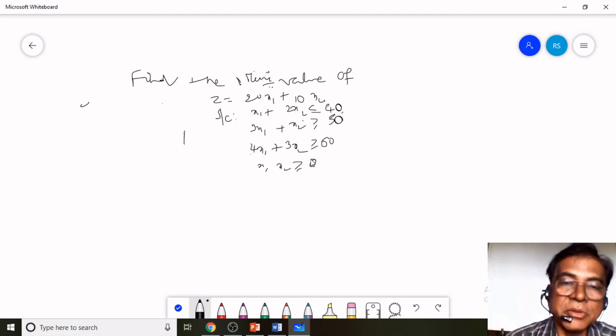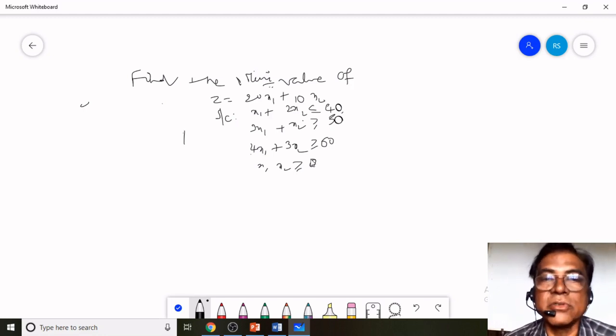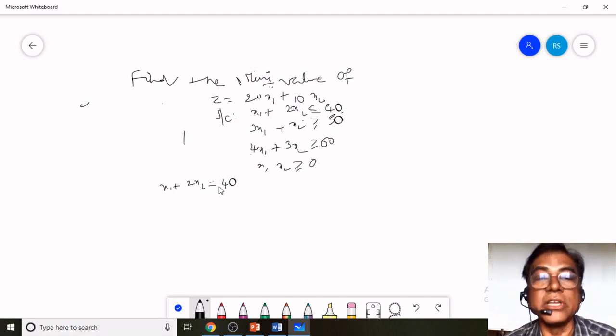The difference between the previous question and this question is, in the previous question you had to calculate the maximum value. Now come to the point of minimum value. Same thing: take the first equation, subject to the constraint equations. So what is the equation here? x1 plus 2x2 equal to 40. Please try to convert the inequality equation to an equal equation.